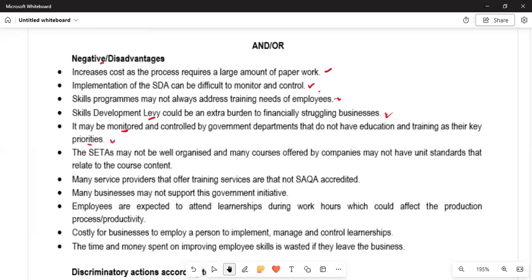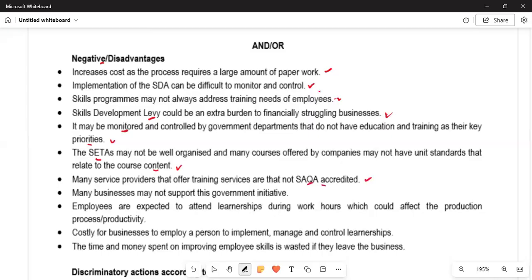SETAs may not be well organized. The many courses offered by companies may not have unit standards that relate to the course content. So we find that the content is not enough because of the disorganization of the SETA. Many service providers that offer training services are not SAQA accredited. So we find that they are not accredited, which is a problem again.